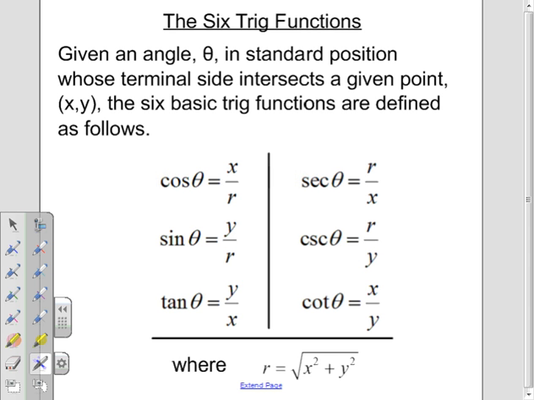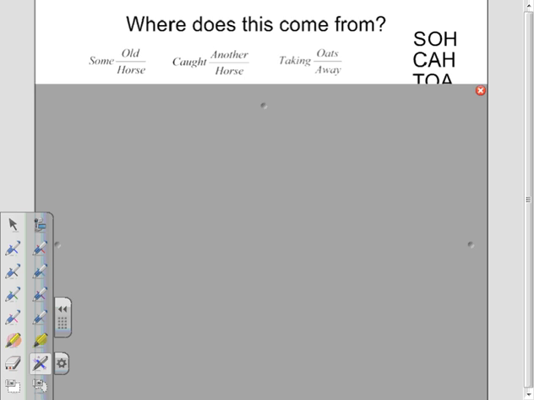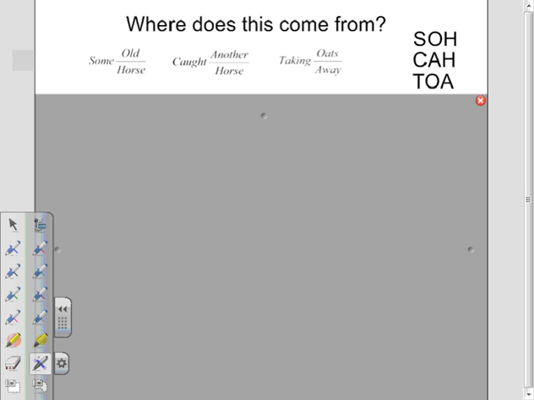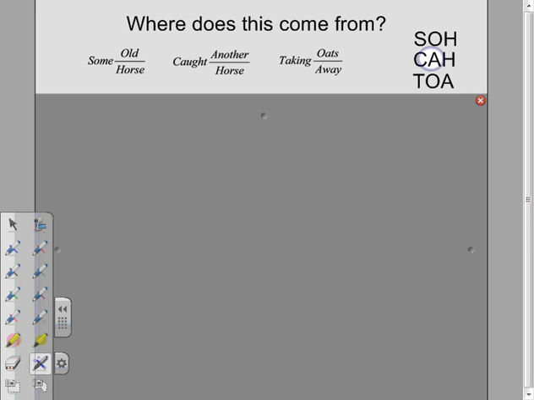Okay, give a little better explanation of these formulas, just where they are. So where does this come from? It comes from geometry and an idea that you probably have dealt with if you're dealing with right triangles in geometry. You may have heard the idea of some old horse caught another horse taking oats away, or you may have heard of something called Sohcahtoa.